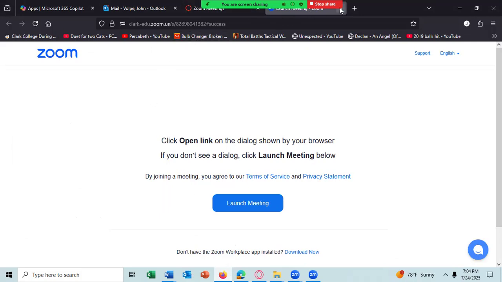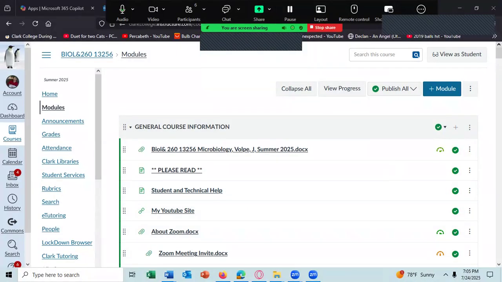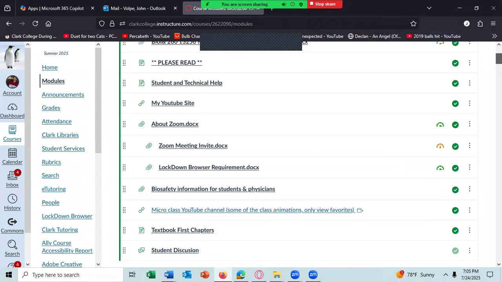Close that down. Oops, didn't mean to do that. Just close that down, not stop the share. Now let me share my screen again. All right, you should be seeing my screen again. I tried to shut down a file and instead it shut down the sharing.